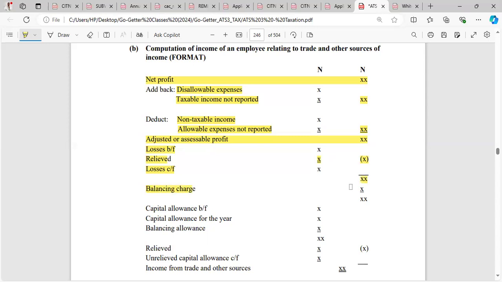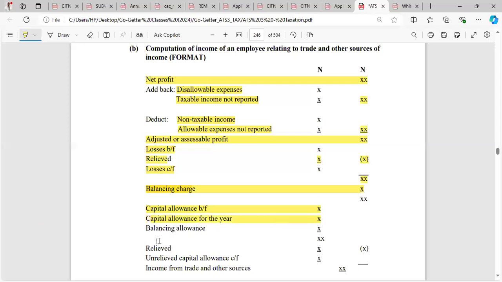Then there's something called balancing charge. Balancing charge has to do with when you sell an asset before the capital allowances are fully recouped, and you sell it above what the net book value is supposed to be. That means you have made a kind of profit. So you bring it down here as a charge and they will add it up. Then you have your capital allowances brought forward for the year. Then if there's a capital allowance for the year charge, you bring it down here.